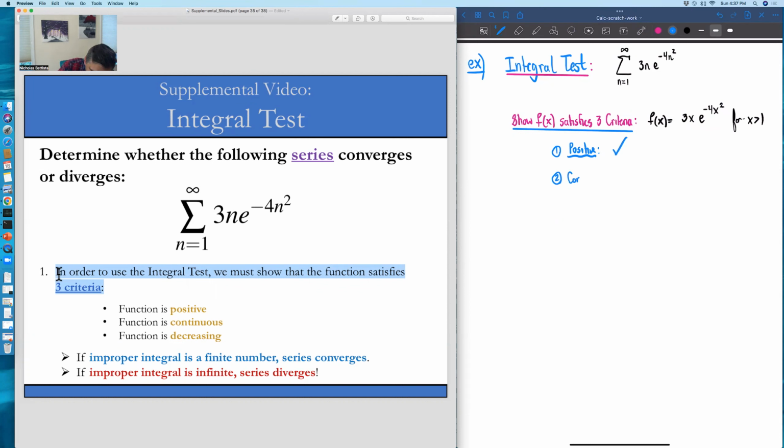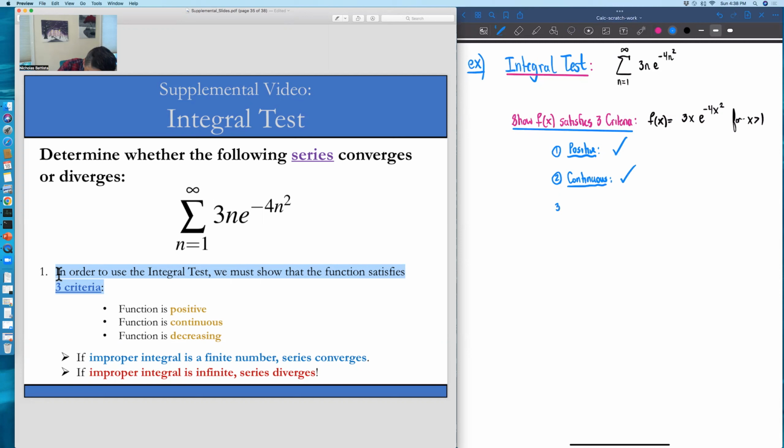The next thing we need to worry about is whether or not this function is continuous. Really what we're asking for here is, does it have any holes, or do we get any divide by zeros anywhere? And in this case, an exponential function, even a decaying exponential function, is always a positive thing. And 3 times any positive x value is also going to be positive as well. We're never going to get a divide by 0 anywhere inside of this product of 3x and this exponential function. So it's continuous. Yes, it is.